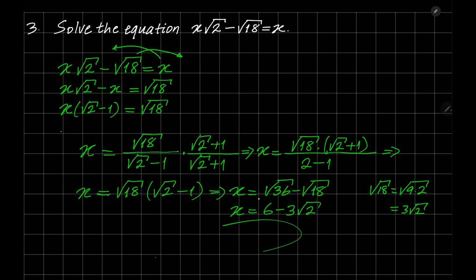Excuse me, this must be plus, also plus. I have made a mistake. I correct it. This must be plus. This is plus also. Then the answer is 6 plus 3 square root of 2. That's the answer. Now let's go to the next question.